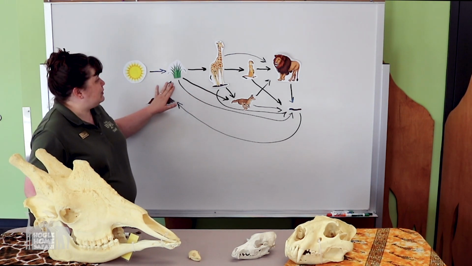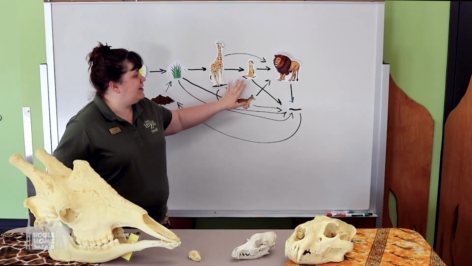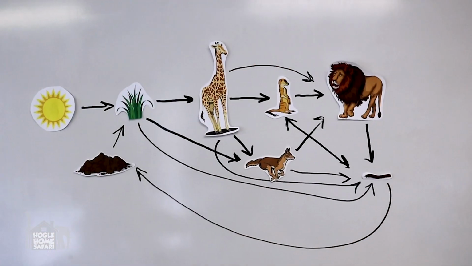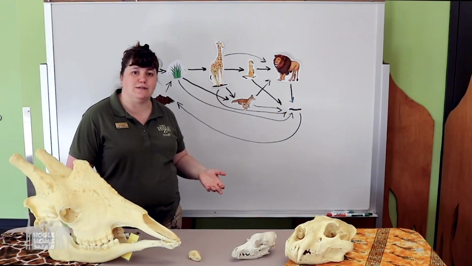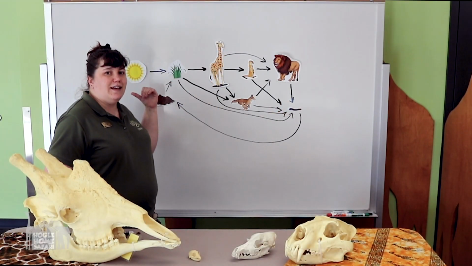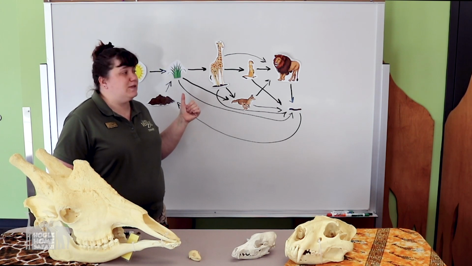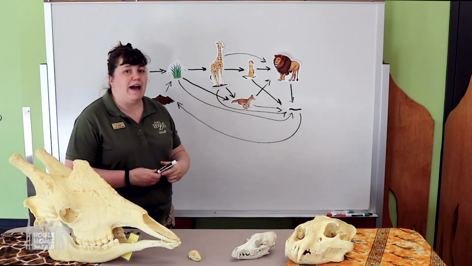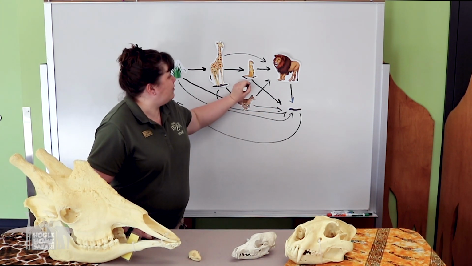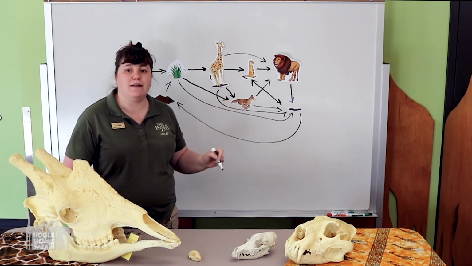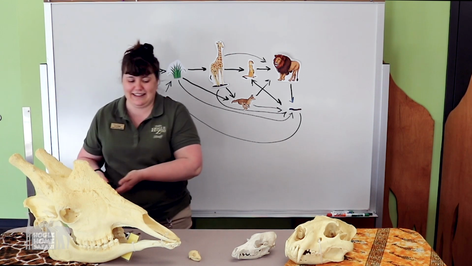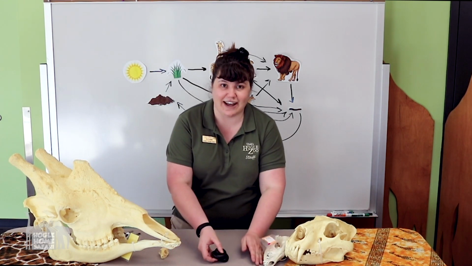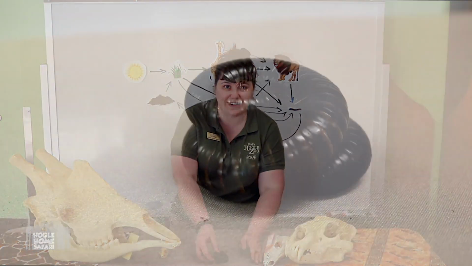It's got producers, consumers, and decomposers, and everything works together to keep all the nutrients and everything flowing through the ecosystem. The energy starts at the sun and makes its way through the whole system. It even can go back and forth like this because the meerkat might eat the bug. In fact, I have a bug to show you today. This is a giant African millipede.